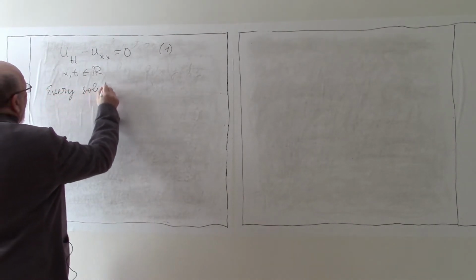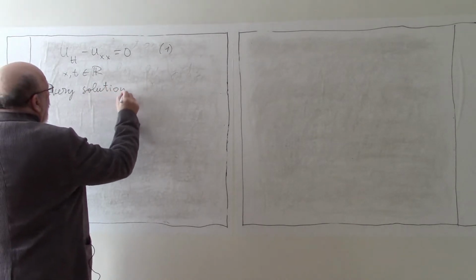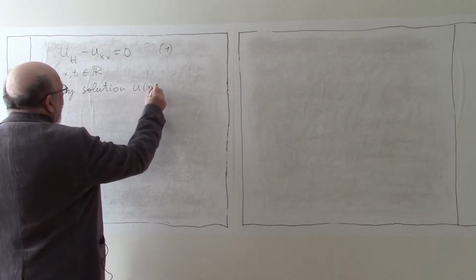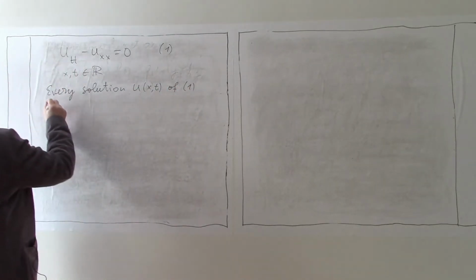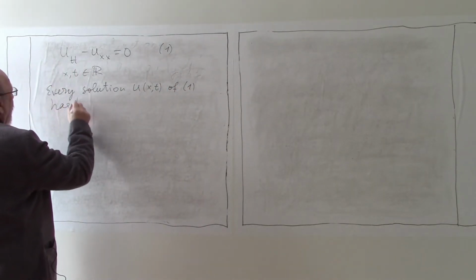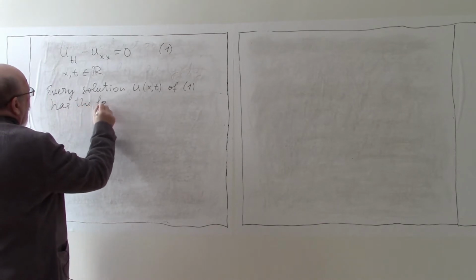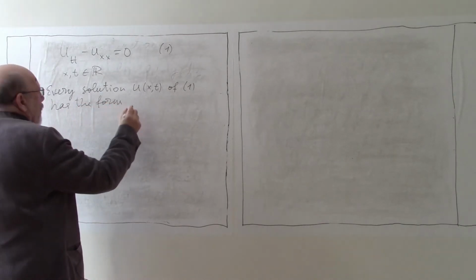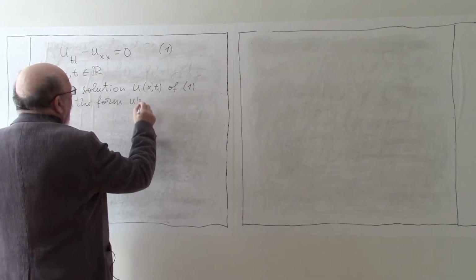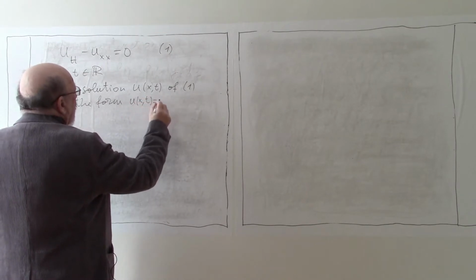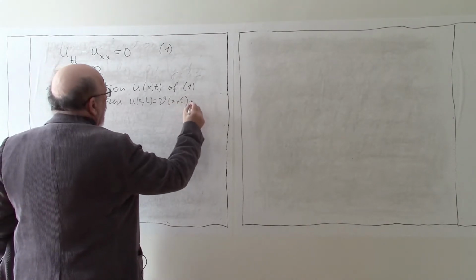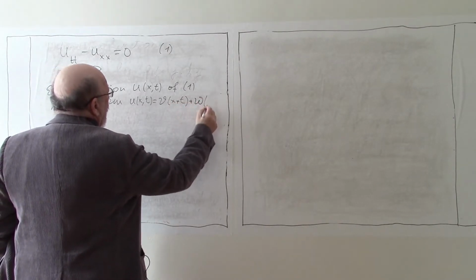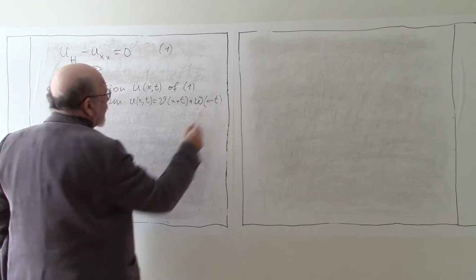Then what we know? We know the following thing, that every solution u(x,t) of equation 1 has the form u(x,t) equals v(x plus t) plus w(x minus t).